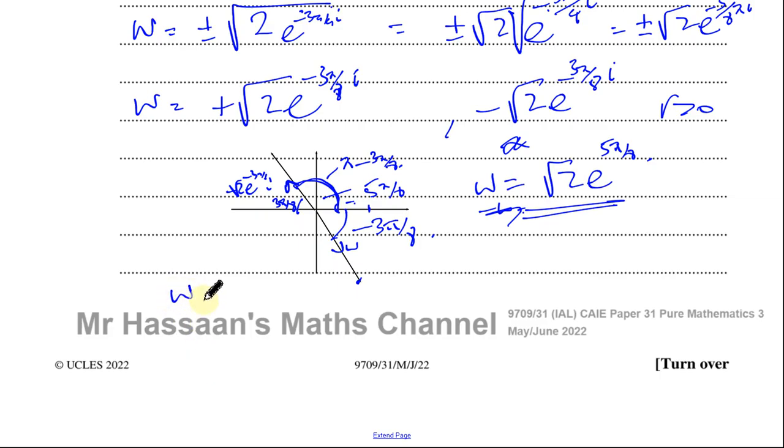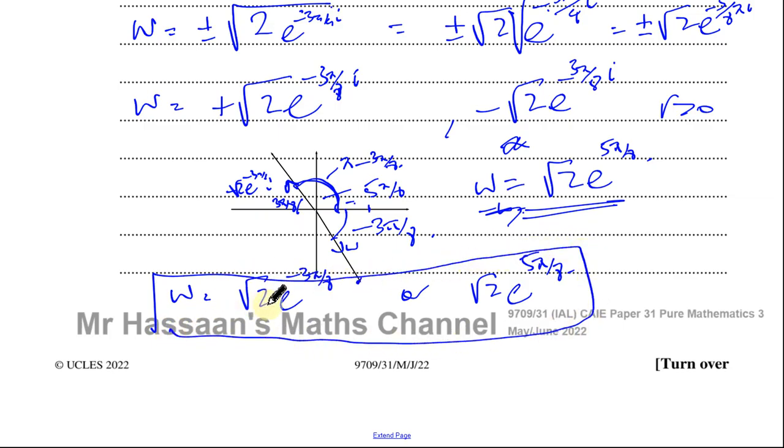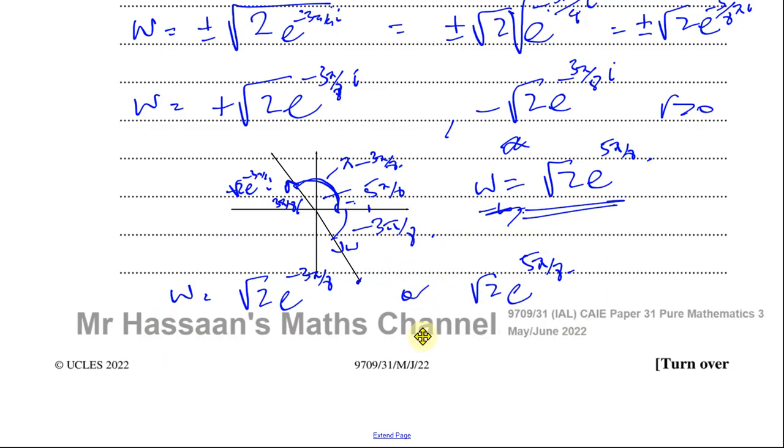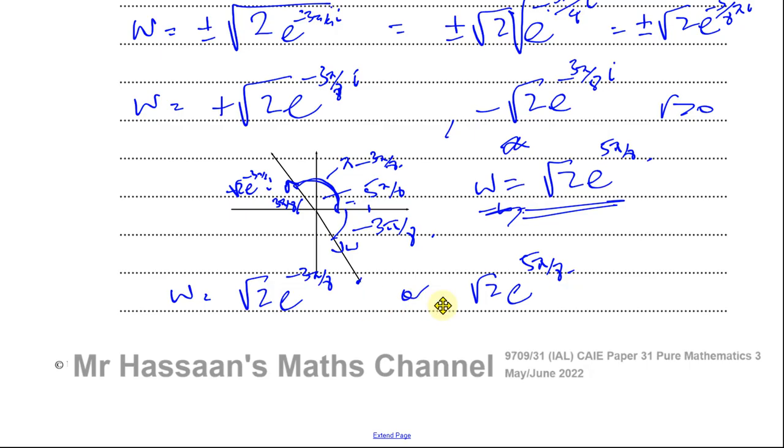Okay, so those are our two answers. w is equal to root 2 e to the power of negative 3 pi over 8 i, or, can't have negative, root 2 times e to the power of 5 pi over 8 i. So those are our two solutions, to get those two answers. I hope that was clear. That's the question that the student was asking.